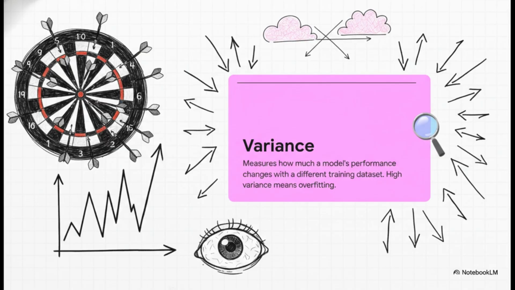Now, the other side of that coin is variance. Variance is all about sensitivity. It measures how much your model's predictions would jump around if you trained it on a slightly different set of data. A model with high variance is unstable. It's a total overreactor. And you guessed it, this is the root cause of overfitting. Back to our dartboard, high variance is like a player whose darts are scattered all over the place. There's no consistency at all. Sure, the average of all their shots might be near the bullseye, but any individual throw is completely unpredictable.